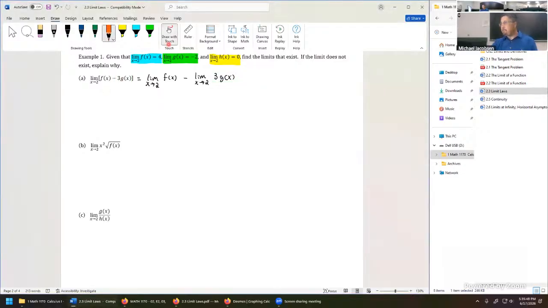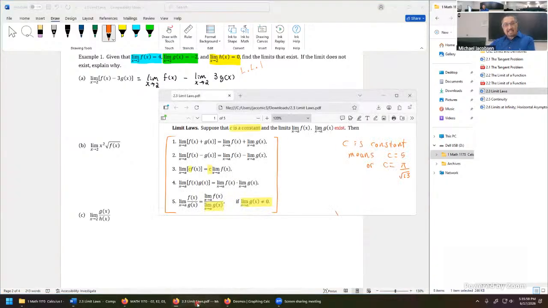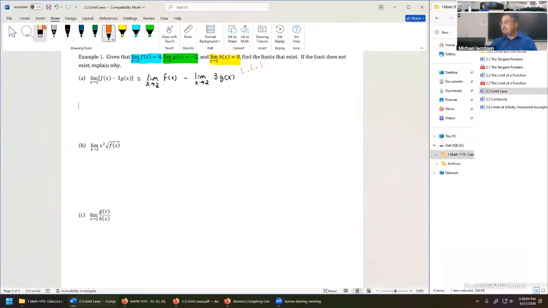Okay, and for the sake of a paper trail to explain what we used and why, I'll use this abbreviation like last class, LL to stand for limit law, referring to this list right here. Actually, we use limit law 2. Let me fix that. So first step is by limit law 2.